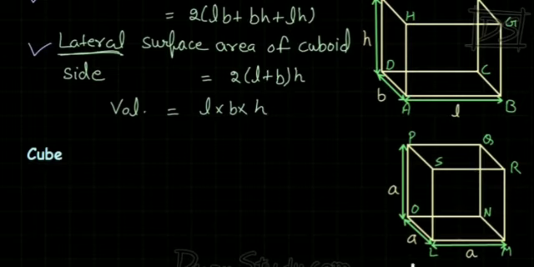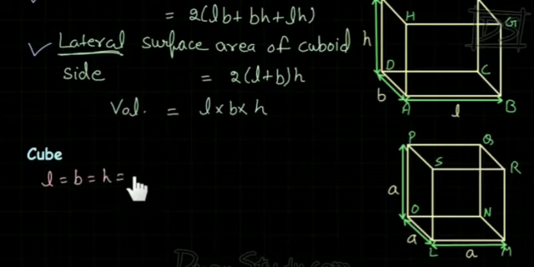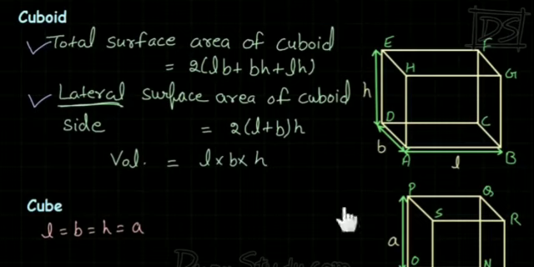A speciality, or we can say the property, of a cube is that its length, breadth and height are equal, because as it is made up of squares, the sides are equal.